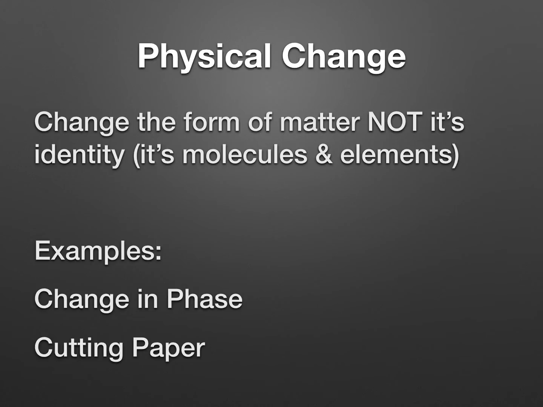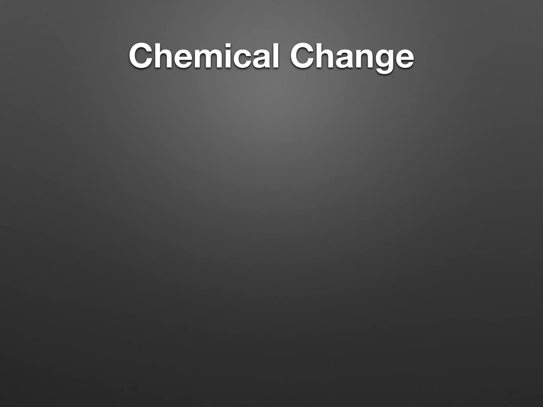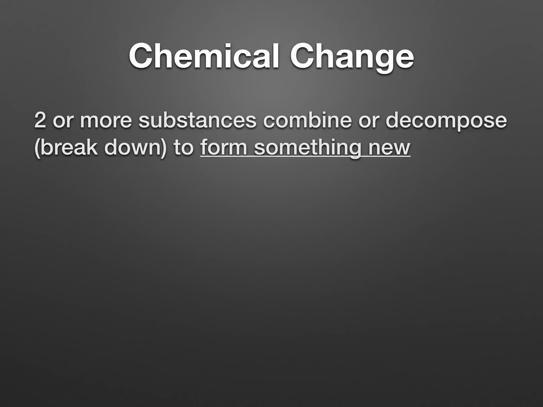Now there's something completely different than this. That's another different type of change, and that would be known as chemical change. So on the other side of that box you drew, you're going to put chemical change. This is when two or more things combine to form something new. They change their molecules and their elements. This is what I like to call a permanent change. This isn't coming back. This is something new.